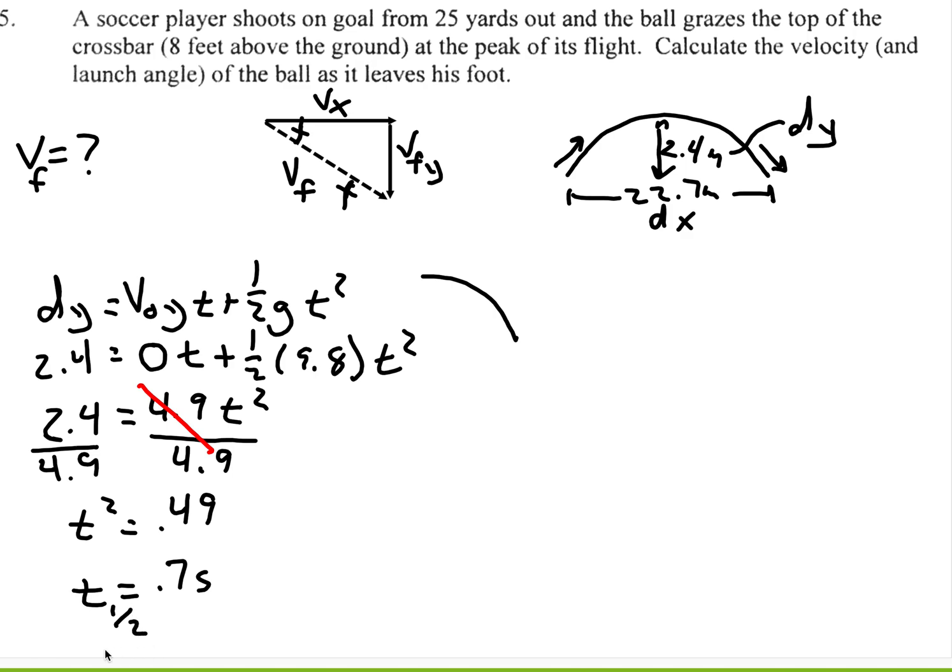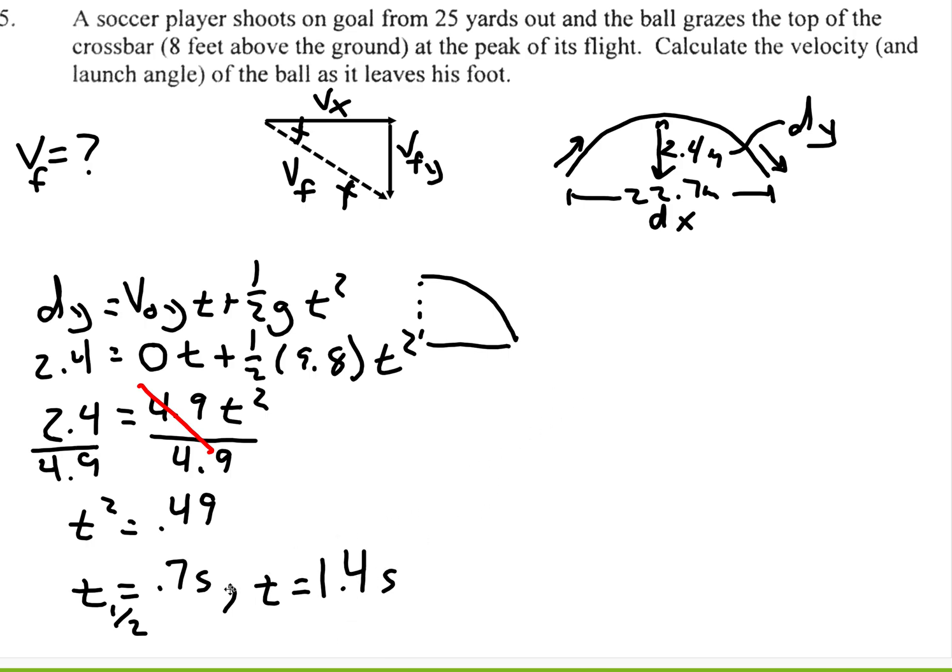So remember that this is half of the time because we pretended it was a cliff problem here while it was moving across the ground. So the time for half of the trip from the top to the bottom is 0.7. That means the time for the whole trip is going to be 1.4. In the y direction, we're always going to use this half time. In the x direction, we'll always use the whole time. Okay?